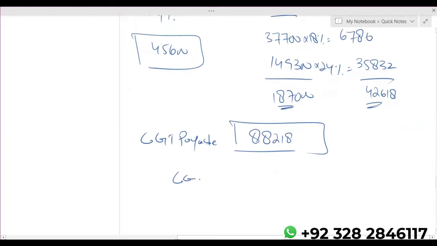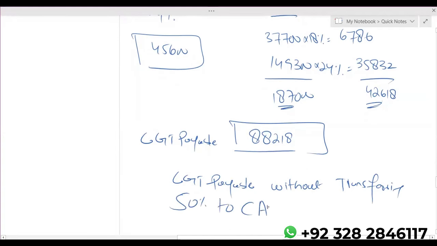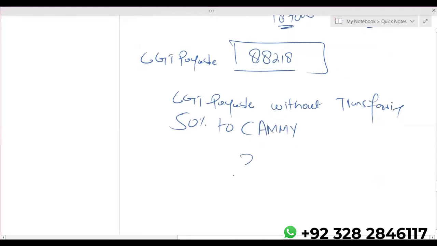Now, CGT payable without transferring 50% to CAME. If we are not transferring to CAME, there's a capital gain of 380. Bernice has already utilized her annual exempt amount. Bernice is a higher rate taxpayer. So directly I'll apply 24% on this.